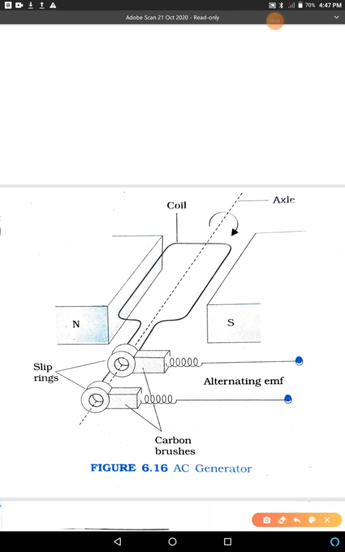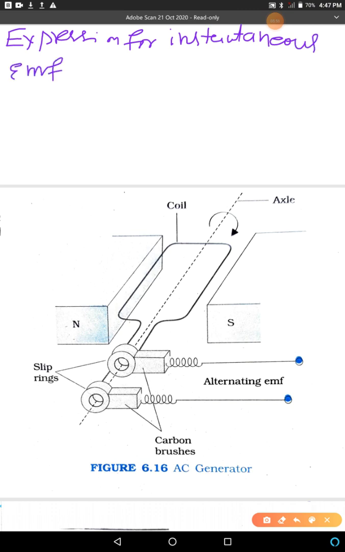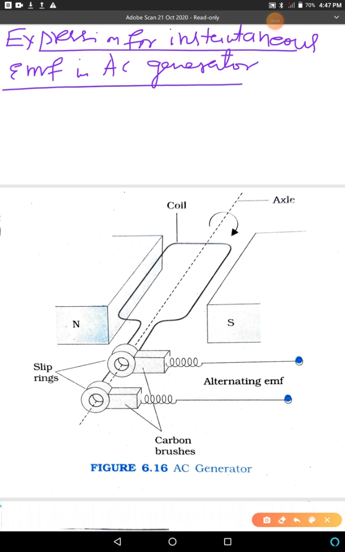If the question is: derive an expression for instantaneous EMF. Expression for instantaneous EMF in an AC generator. Obtain the expression for instantaneous EMF in an AC generator with a neat labelled diagram.